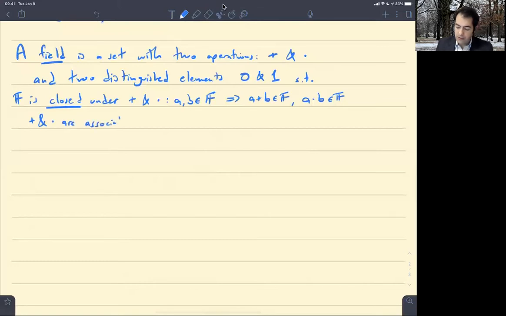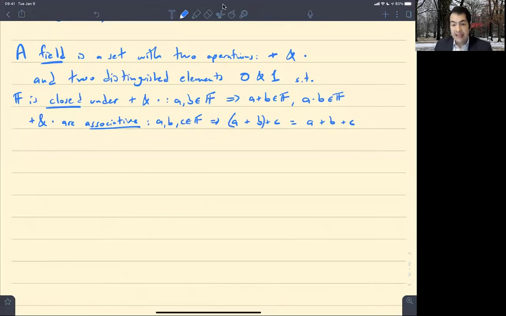Then we ask that these two operations are what's called associative. So this means that if you have three elements in the field, then it makes sense to add the three elements, so a plus b plus c. And when I do a plus b plus c, it doesn't matter if first I do a plus b and then I add c, or if first I do b plus c and then I add a. And similarly, a times b times c is unambiguous, meaning that it doesn't matter if first I do the multiplication of a times b and then c, or if I did b times c and multiplied that on the left by a.